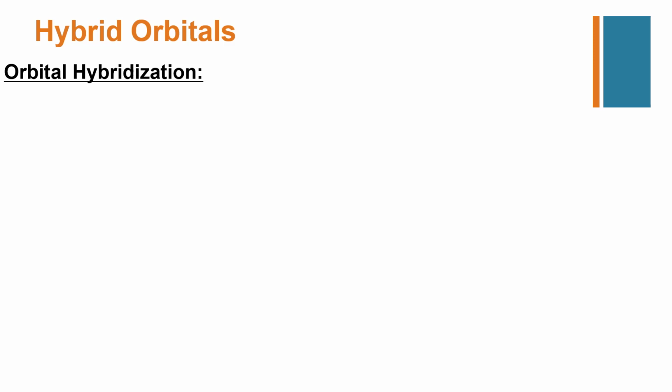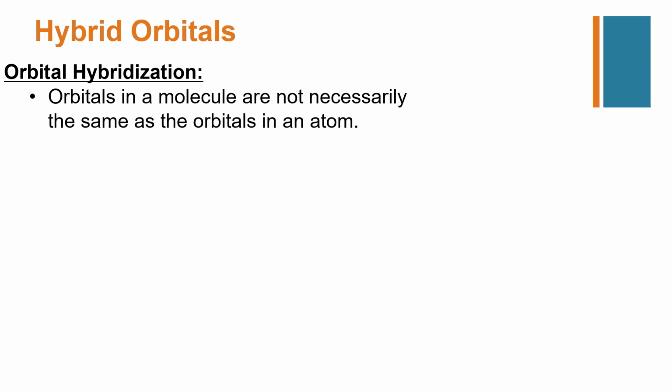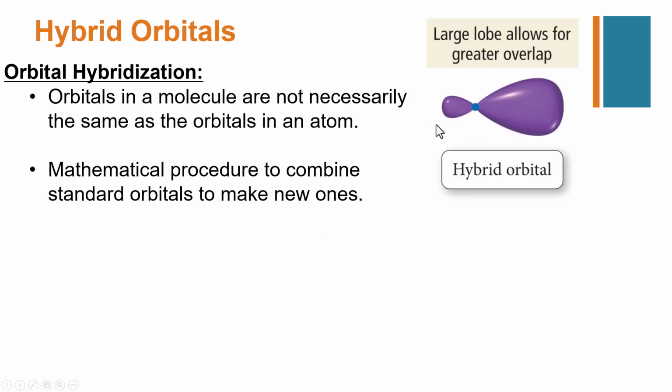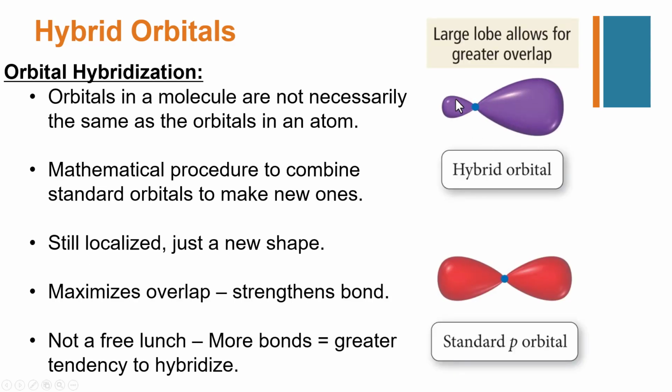Today we're going to continue our discussion of hybrid orbitals. Just as a reminder, hybrid orbitals are orbitals in an atom that are not necessarily the standard orbitals. They're a mix of s's and p's and so on. The hybrid orbital allows for greater overlap, and this is going to sustain or increase the energy that we get out when these bonds are made. So we're making more bonds, we're making stronger bonds, and that's our motivation to do this.